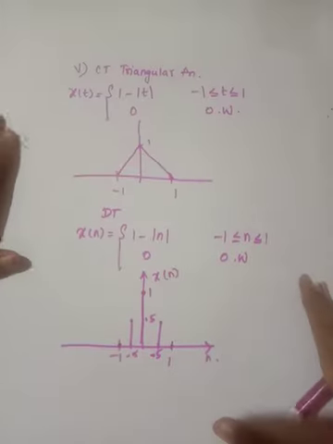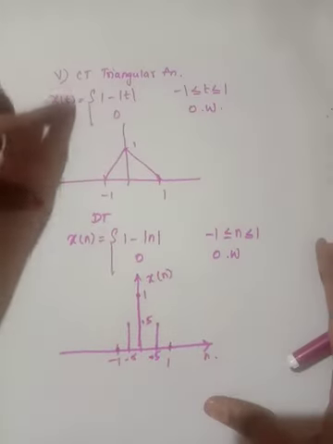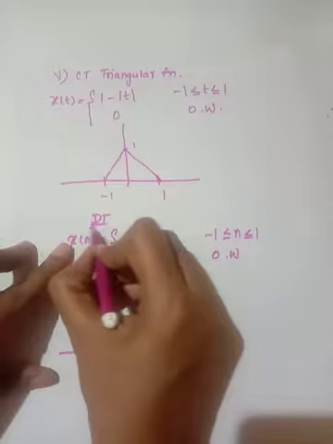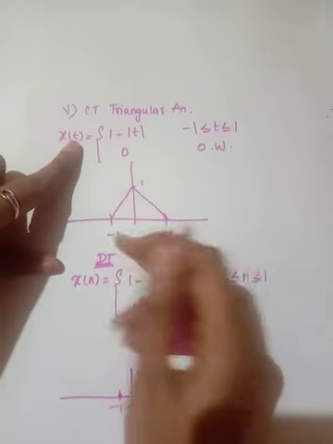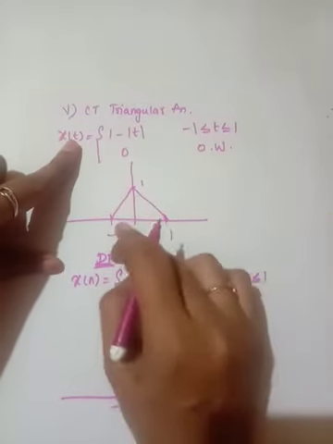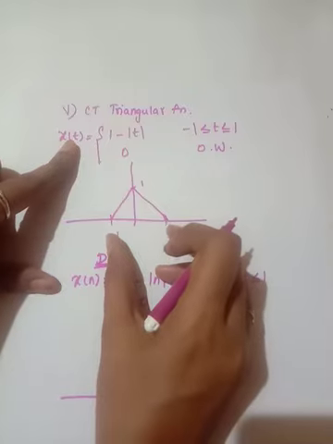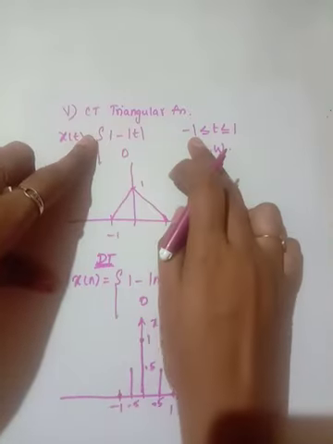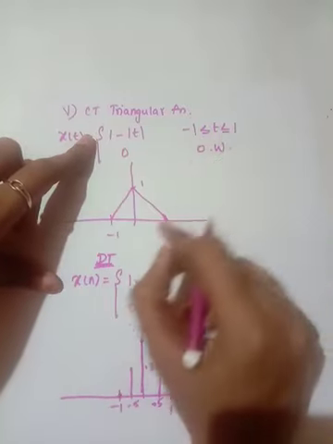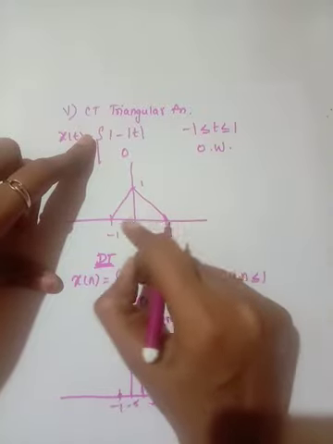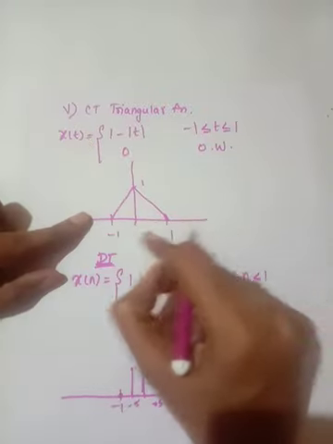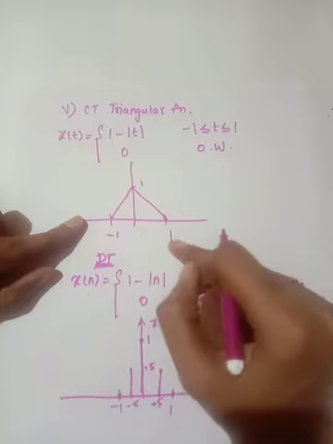Next one is a continuous time triangular function and a discrete time triangular function. A triangular function you can generate in any manner. Here I am going to generate only one cycle. I have chosen -1 to 1. Here you can also choose 0 to 1 and you can have a triangular wave.